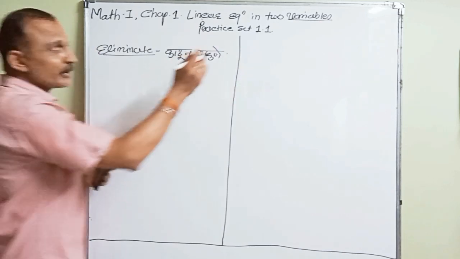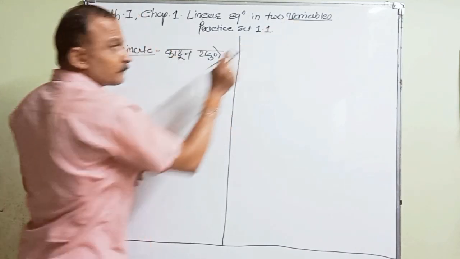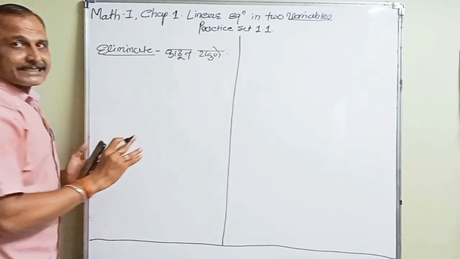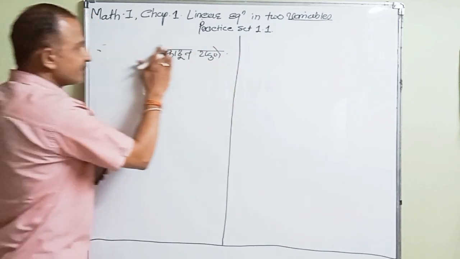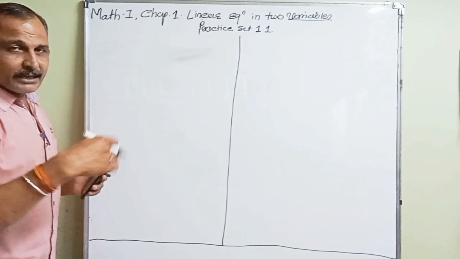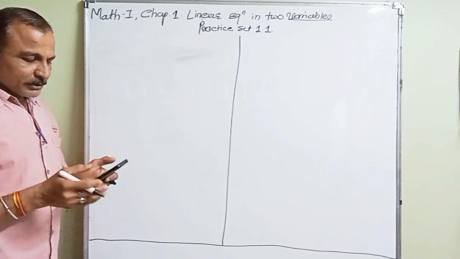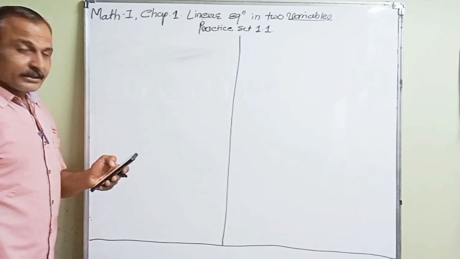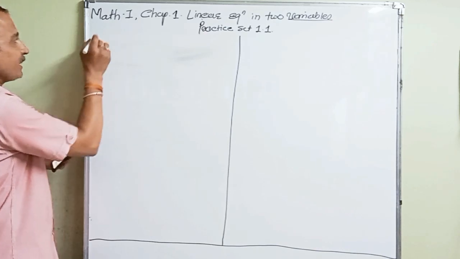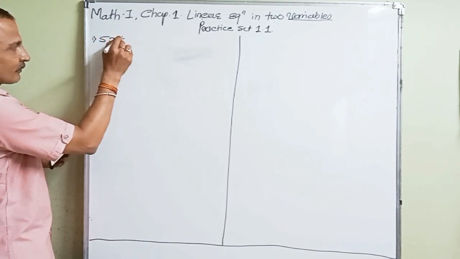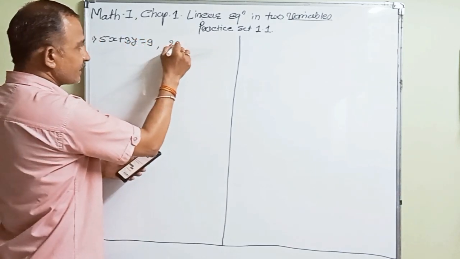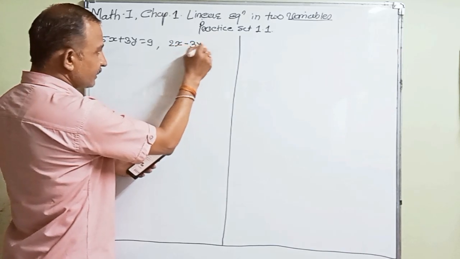That is, we have to eliminate one variable first by this method, and then we have to calculate the second variable. Okay, now the example: how exactly we have to eliminate it. There is a process to solve the equation. So we have to take the first example, that is in your books: 5x plus 3y is equals to 9. And the second equation is 2x minus 3y is equals to 12.